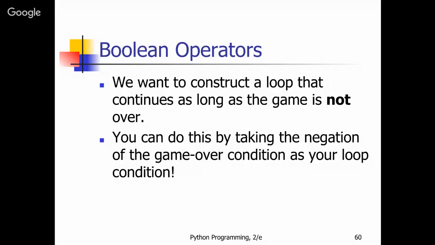Try to do it together with your partner. Not over: both of them not going to 15, it's not over. So not score A equals 15, or not score B equals 15. Can we do that? Also with the condition, what kind of loop would we be using? Think about this as well.